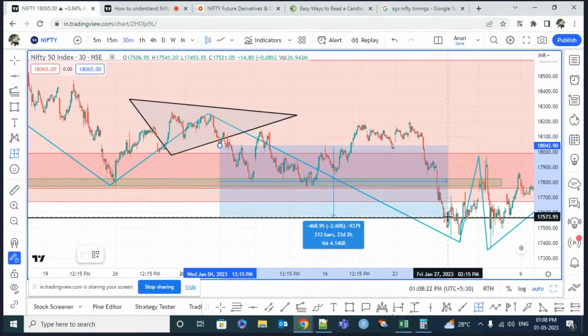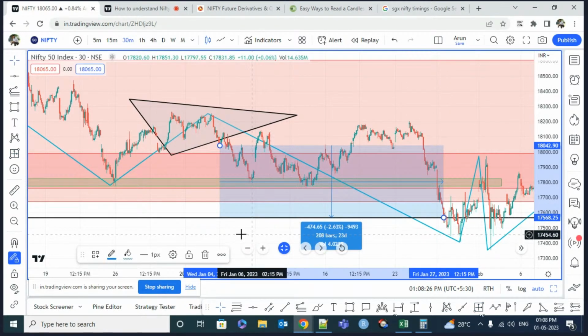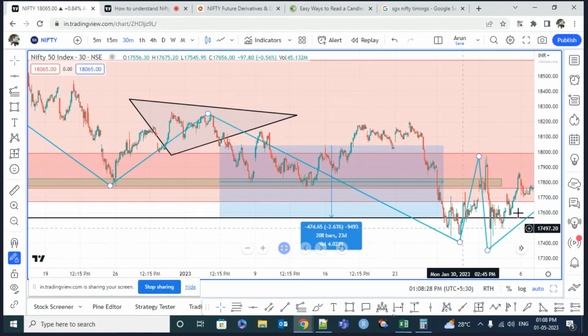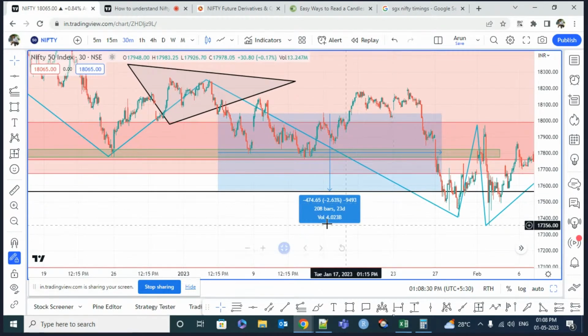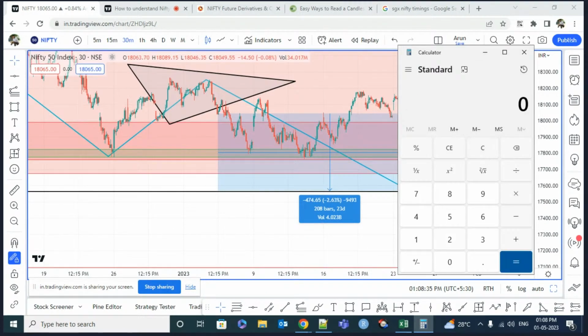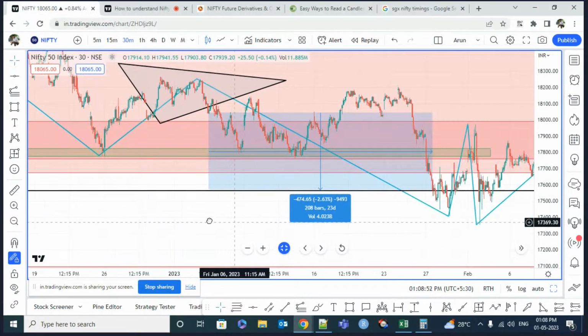From here, yeah, that is 474 points. It took 208 bars of 30 minutes, which is 208 into 0.5, 104 hours. If I consider 6.5 hours per trading session, it has taken 16 trading sessions to reach here, which is roughly 2 weeks.